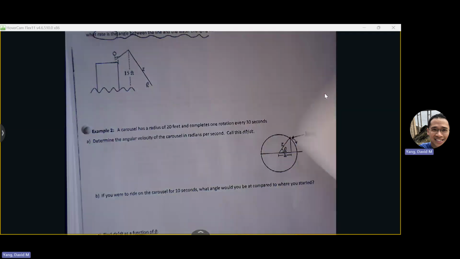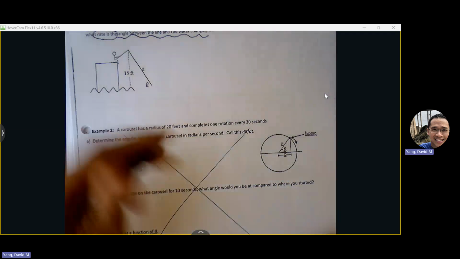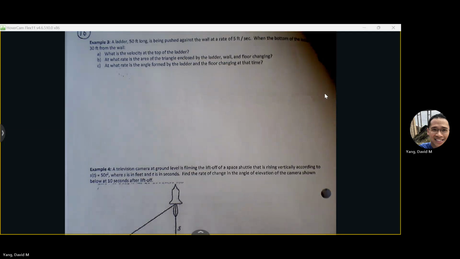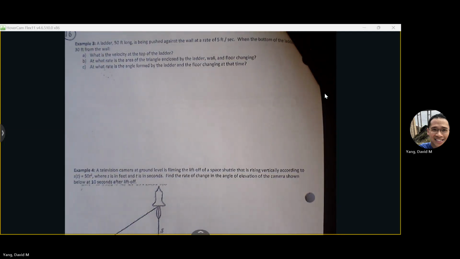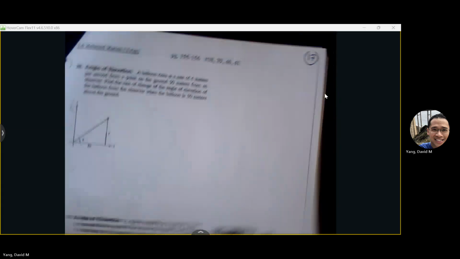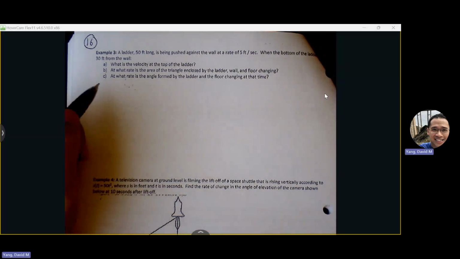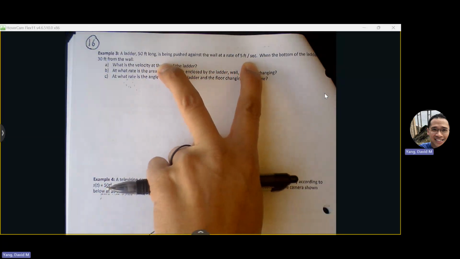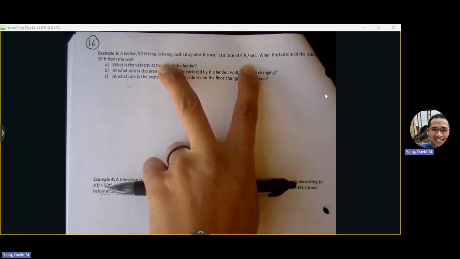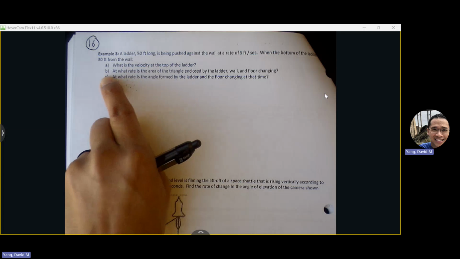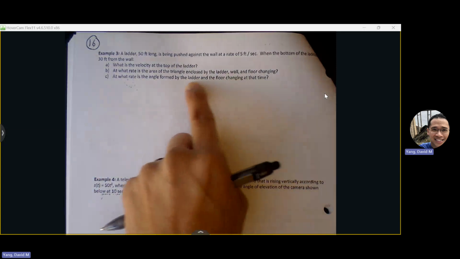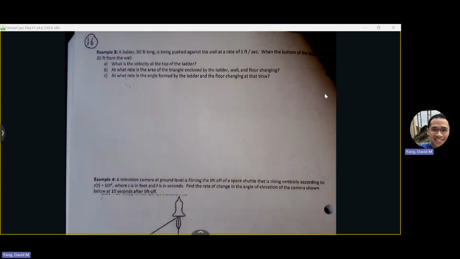Okay, we're going to skip number 2. We want to do this type of problem, so let's go to page 16. Okay, so this is the classic ladder problem that we started related rates with when we first learned this topic. So A and B should feel familiar. A and B should feel like it's review. And then part C is where our new process involving theta comes in.